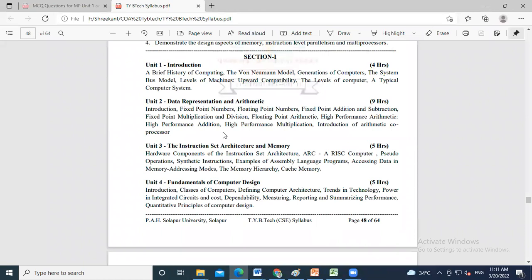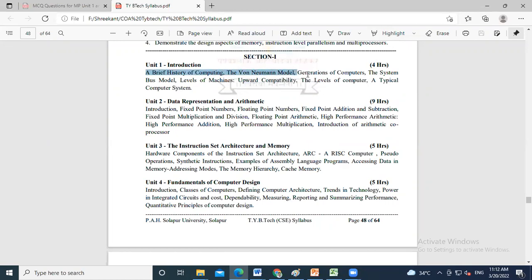Okay, dear students, this is the syllabus copy, and all of you have it. In the last lectures I sent this syllabus copy. Here in the syllabus copy, apart from basic needful things and the introduction part, we covered a brief history of computing in the last lecture. And the Von Neumann model, all the different Von Neumann models of computers. And also we covered all different generations of computers: generation 1, 2, 3, 4, and 5, all covered in the last lecture.